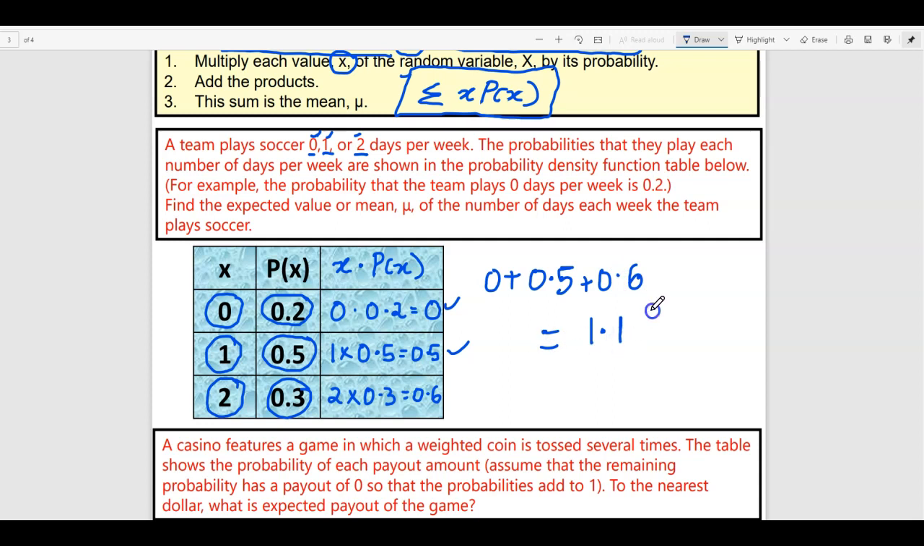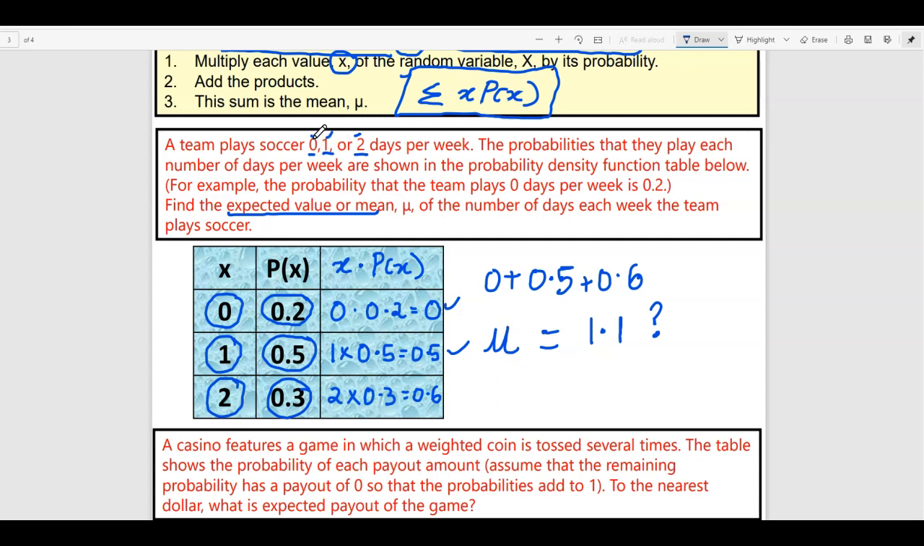Now the question is, what is this 1.1? Is this the probability or is this the mean? What are they asking me? They're asking me for the mean. So what you calculated is the mean. Now you might say, what does that even mean? So remember what they asked you.